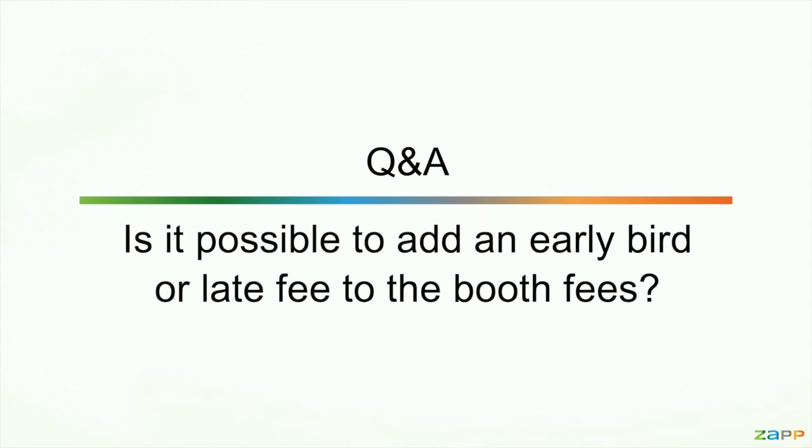I want to go back a little ways. You were able to set up an early bird and a late fee for the application fee, but is it possible to do that for all of the booth fees as well? Because for our late applications, the booth fee goes up an amount as well.